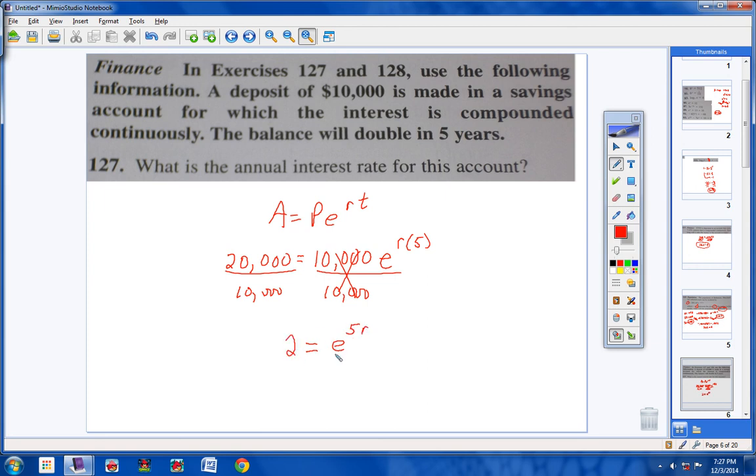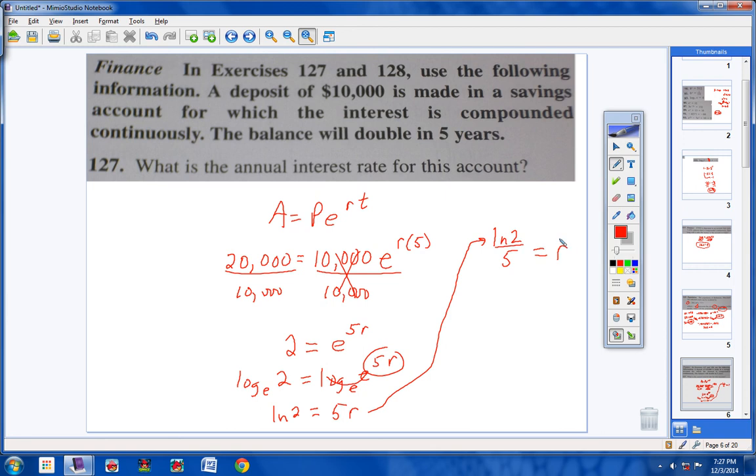Okay, now the base of my unknown is e, so I'm going to take log base e of both sides. So log base e of 2 equals log base e of e to the 5r. There we go. Now on the right side, whenever your base matches your base, you're left with the exponent. And over here, log base e means natural log of 2. Okay, so continuing on, divide both sides by 5. Natural log of 2 divided by 5 equals r. So here we go. Natural log of 2, enter, divided by 5, enter. 0.139. And there's the interest rate. So really, you should write it like this: 13.9%. Move the decimal 2 places, okay? Let's take a look at that. It's number 127, and that is correct, yes.